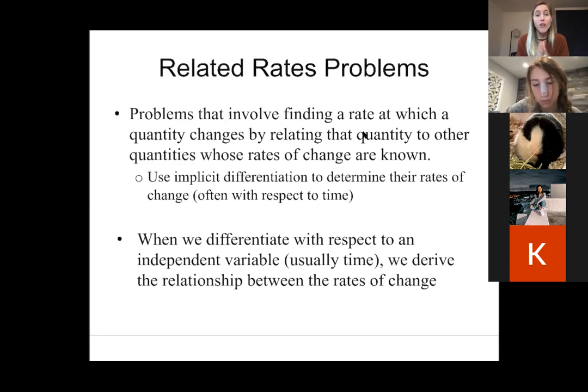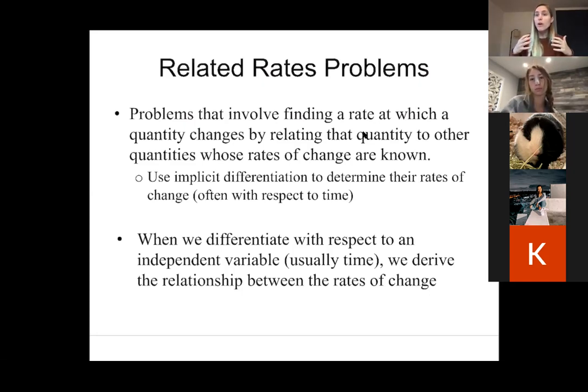Okay, so we're going to be using implicit differentiation to determine the rates of change, often with respect to time. So that's why I had you do the assignment where you were differentiating with respect to t, because that's what we're going to be doing going forward. And when we differentiate with respect to an independent variable, which is usually time, actually all of the problems you're going to be working with are differentiating with respect to time. We're deriving the relationship between the rates of change.